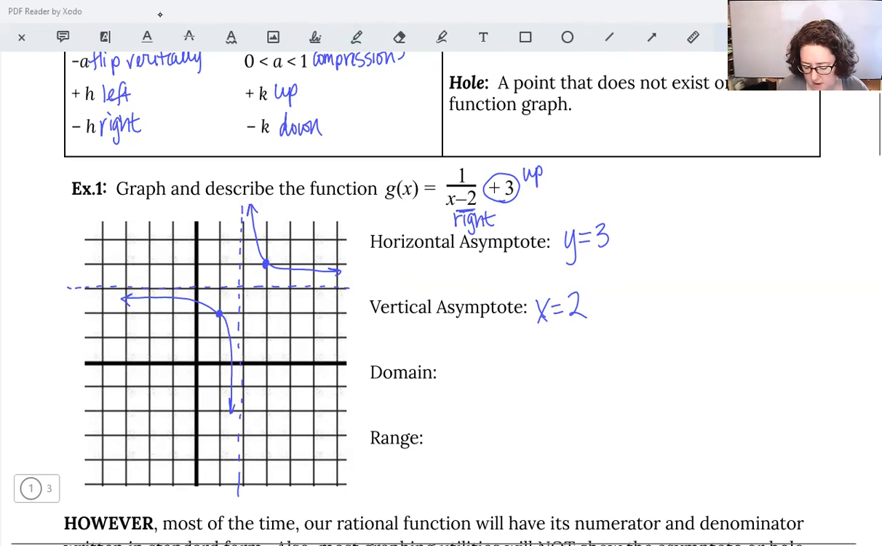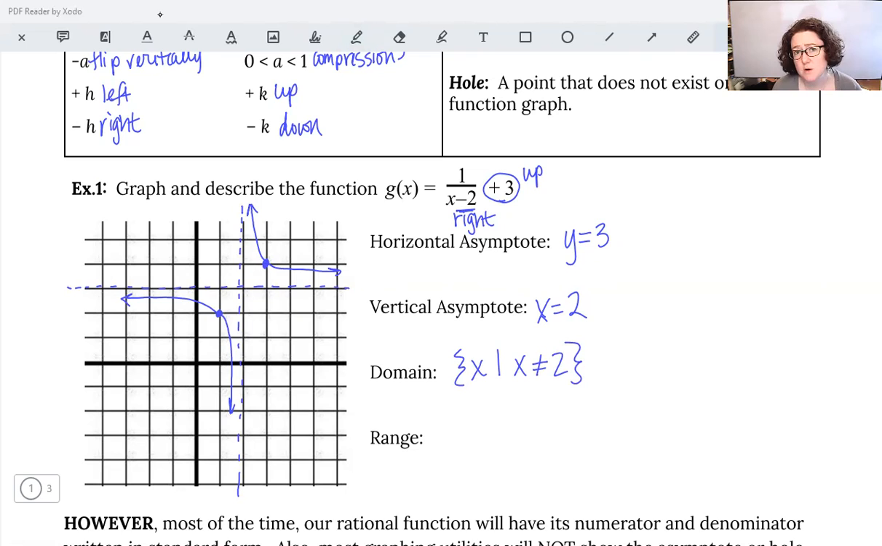So domain, if we're thinking about our x values, well, our vertical asymptote is at x equals 2. In other words, that's the imaginary line I cannot cross. Therefore, x cannot be equal to 2 at any point in this function. If I plug in a 2, look at the denominator of the rational part of that function. Well, if I plug in a 2, that's going to make the denominator 0. And right off the bat, I'd get an undefined message if I tried to plug that in the calculator. So it does not exist.